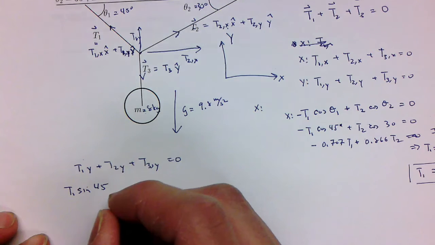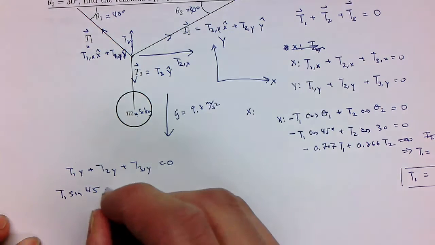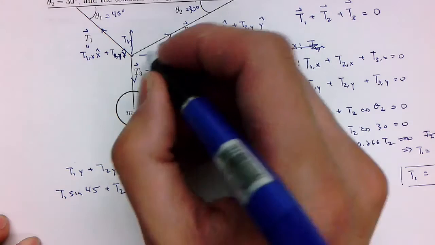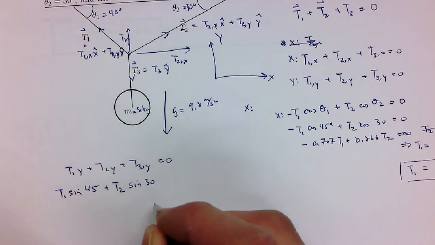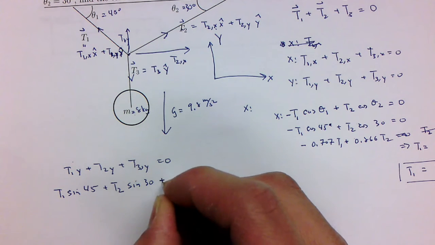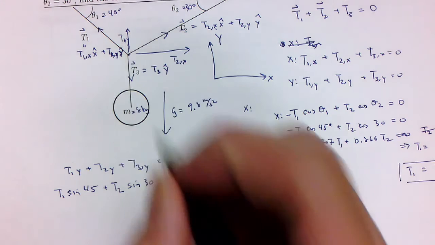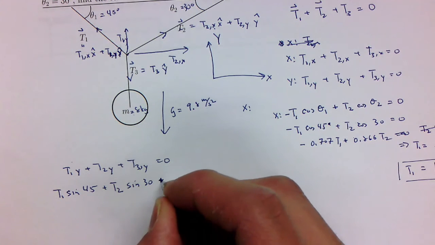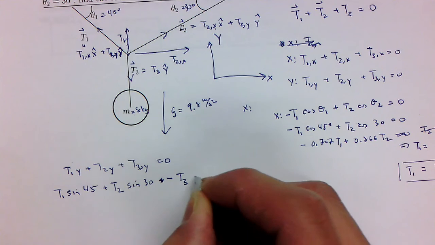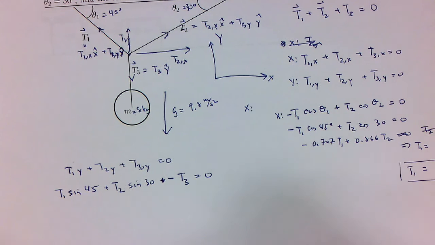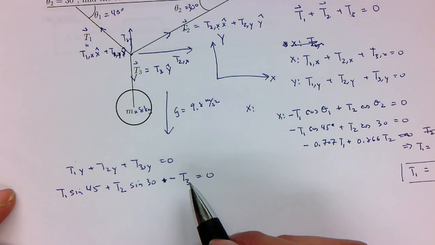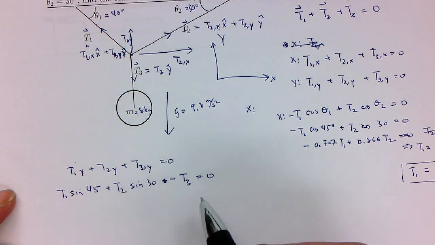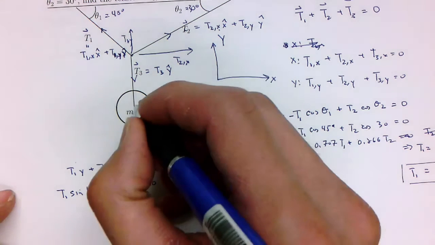Always pointing positive. Again, T2 is also positive, plus T2, and again this is going to be the sine of theta 2, which is sine of 30 degrees, right? Plus, now, T3 is pointing in the negative direction, so this is going to be minus T3 is equal to 0. Now, in order to solve this equation, we need to figure out what T3 is, or one of these two, right? The easiest thing is to figure out T3 by looking at the last piece of information, which is right here.